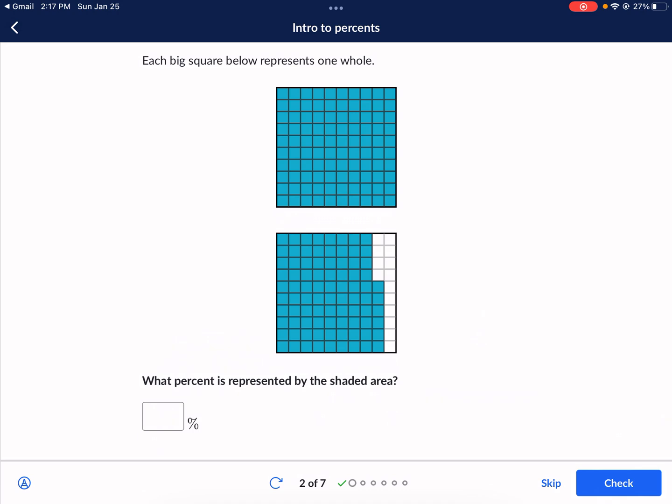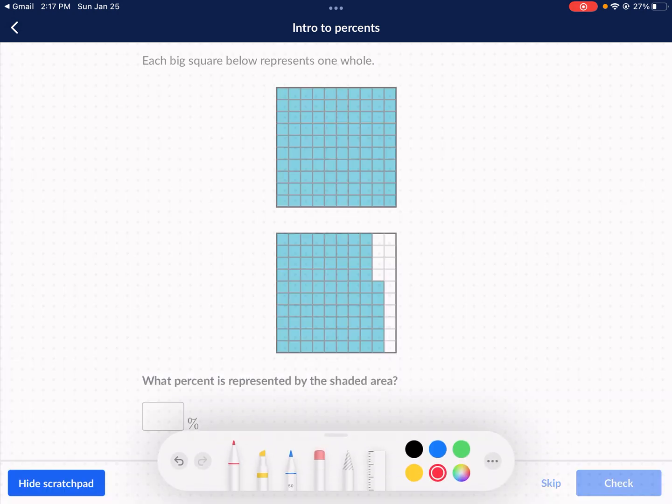Okay, but what if there's 2 of them? Okay, so if there's 2 of them, well, we have 100% here, right? That's completely filled in. But if you're not sure how I got that, that's 100 out of 100, or 100 per 100, 100%. So we have 100% right there. And then this one, that's 80, and then it looks like 81, 2, 3, 4, 5, 6. So that's 86%. So if you have 100% plus 86%, that's 186%.